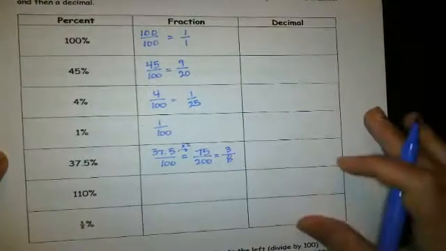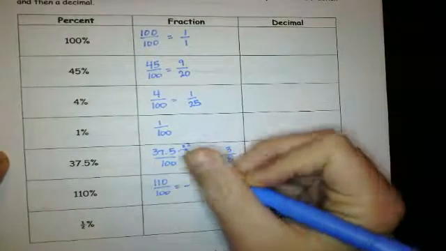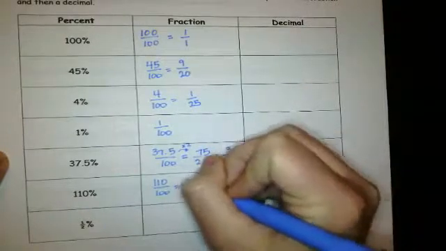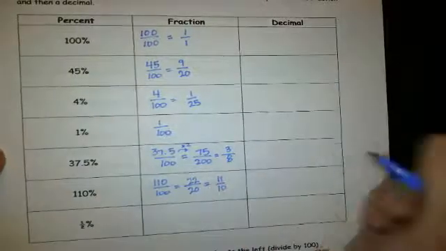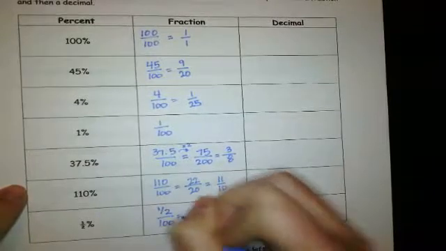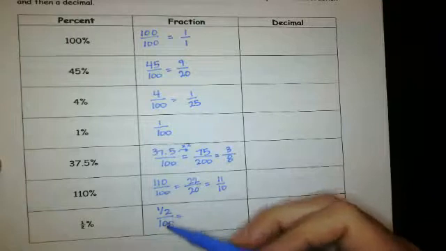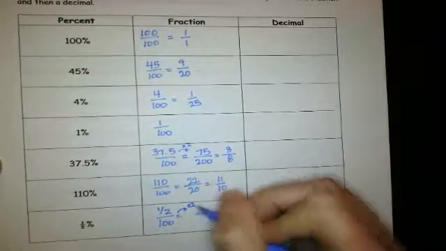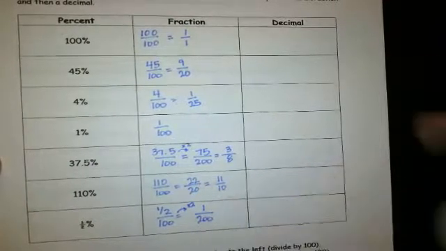as my reduced answer. 110 over 100 is still the same process. So 5 goes into each. That would give us 22 over 20, which then reduces to 11 over 10 as our reduced fraction. And then 1/2%, we're going to do the same exact thing. Just because it's a fraction, don't let it mess you up. However, like I said up here, we don't want to have the fraction within the fraction here. So I'm going to multiply this again by 2 because 1/2 times 2 is 1 and 100 times 2 is 200. And now that is my reduced fraction.